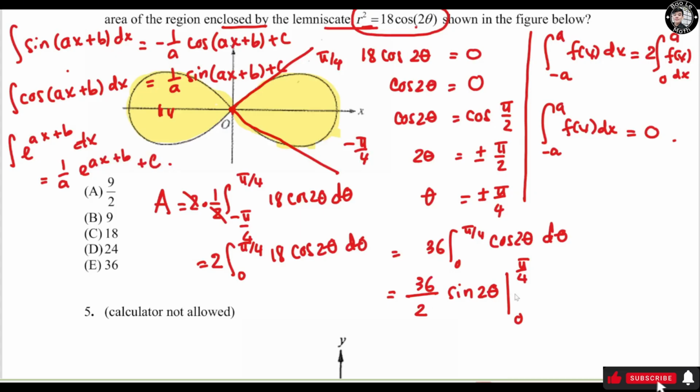Right? So this guy turns out to be 36 divided by 2, it could be 18, right? Times sine of 2 times pi over 4, it could be pi over 2, right? Substitute 0 for theta, the bottom one should be 0, right? So the answer should be 18, right? Because sine pi over 2 equals 1, right? So the answer must be C.